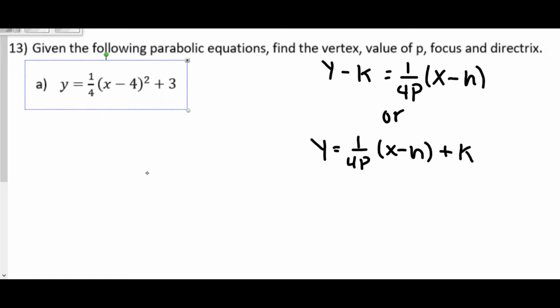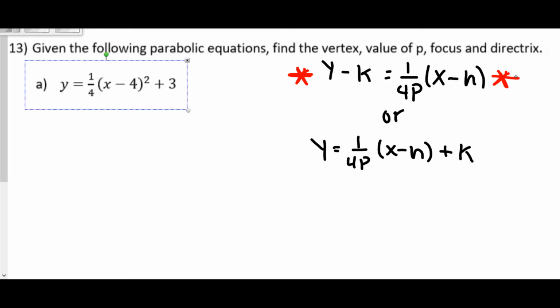In the following parabolic equation, find the vertex, value p, focus, and directrix. So when we're dealing with this, I told you guys there's a way to write the equation where it's easier to pull out values. For pulling out values like the vertex, the value of p, the focus, and the directrix, I want you to use the y minus k form, not the y equals form. The y equals form is really good for graphing or on multiple choice. Usually the formulas will be in y equals form.